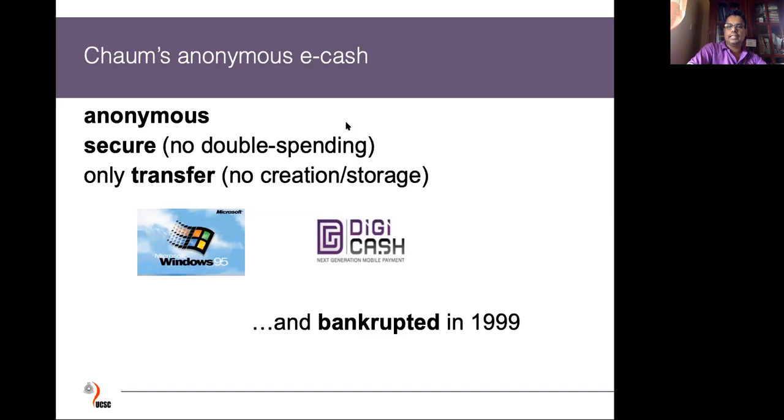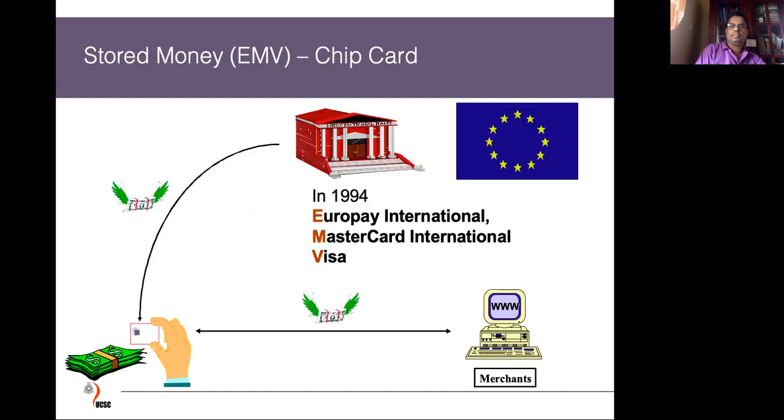The system has a method of storing and transferring from the sender to the recipient. Since it's in electronic form, this transfer is online and can be done immediately. No one can double spend. It is anonymous, but it went bankrupt. What was the reason for that? I'll discuss that in a minute.